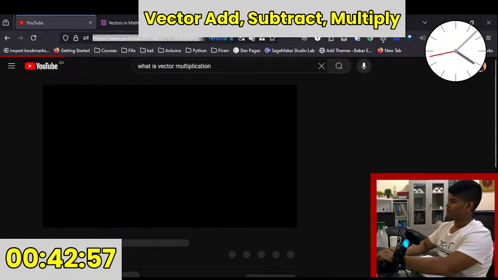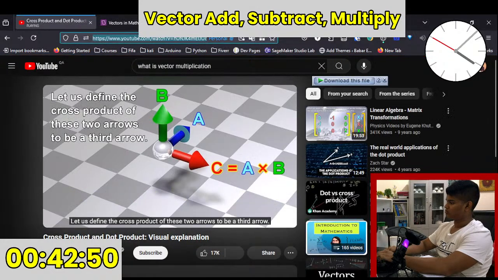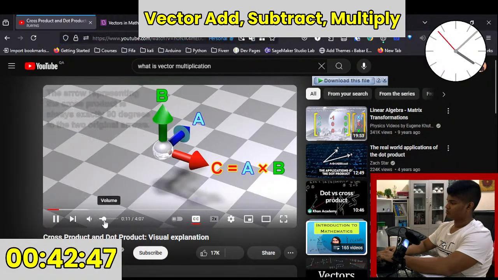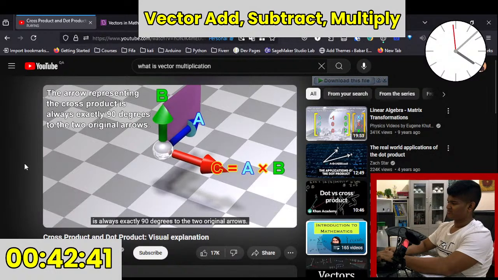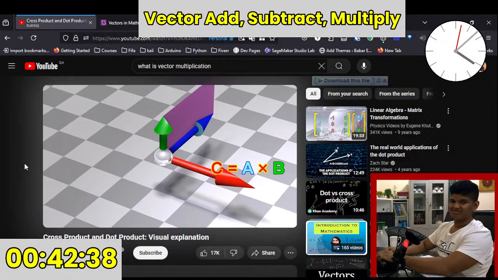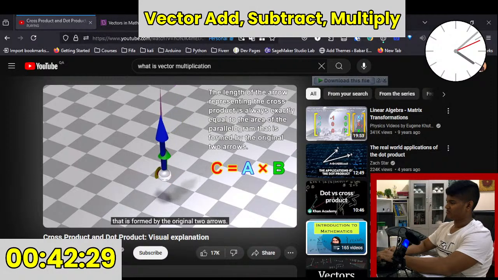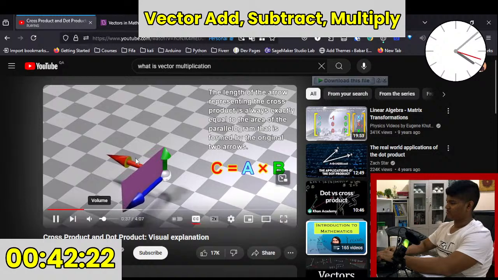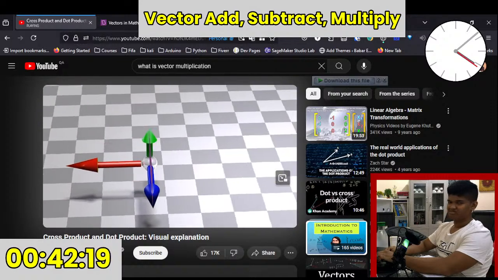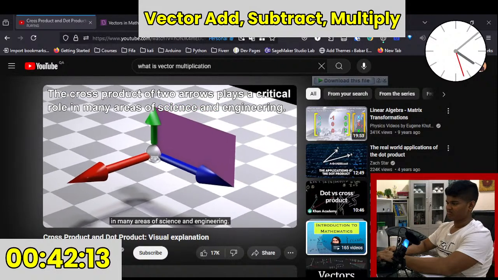Suppose we have two arrows. Let's define the cross product of these two arrows to be a third arrow. The arrow representing the cross product is always exactly 90 degrees to the two original arrows. The length of the arrow representing the cross product is always exactly equal to the area of the parallelogram that is formed by the original two arrows. The cross product of two arrows plays a critical role in many areas of science and engineering.